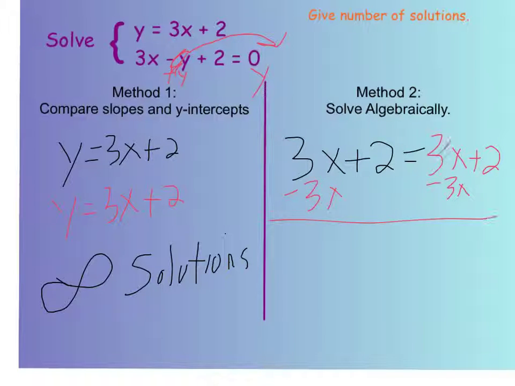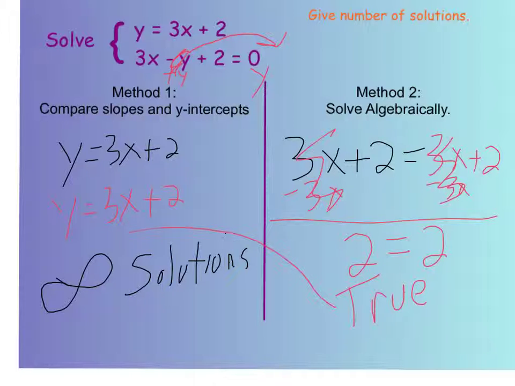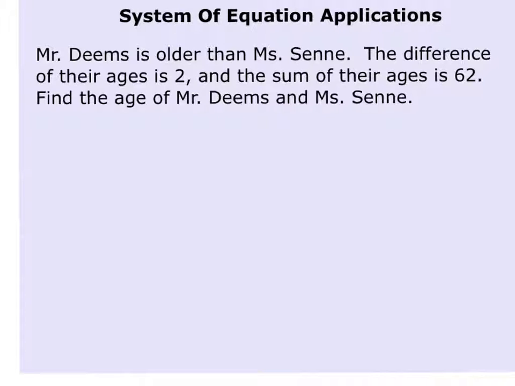Again, our variables disappear, but this time what's left is 2 equals 2, and that's true. 2 does equal itself. Then we say infinite solutions. All right, so now we have some word problems that I wanted to practice before you do your packet, just so you can see them ahead of time and ask any questions you might have.